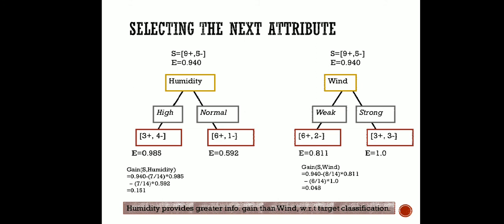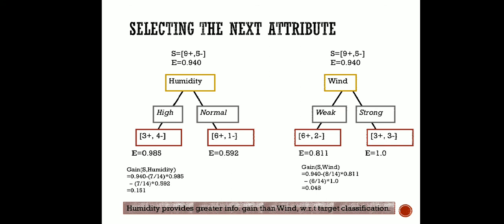Okay, how to calculate the entropy of this node? It will be minus 9 divided by 14 log base 2 of 9 divided by 14, minus 5 divided by 14 log base 2 of 5 divided by 14. So it will come up to 0.94. Now again we have to calculate the entropy for this high value only. So it will be minus 3 by 7, because 3 plus 4 is 7, minus 3 by 7 log base 2 of 3 by 7, and minus 4 by 7 log base 2 of 4 by 7. Similarly, we can calculate it for normal as well.